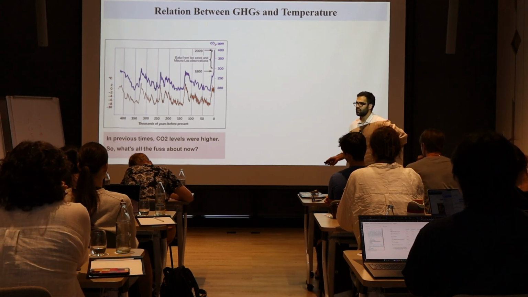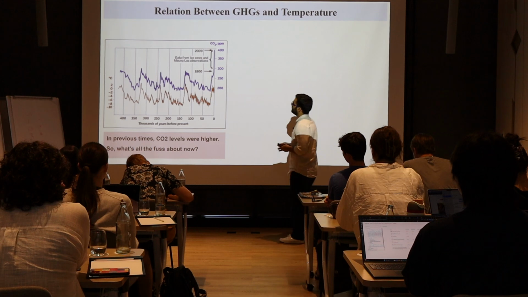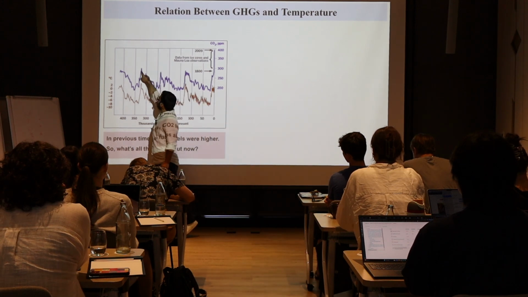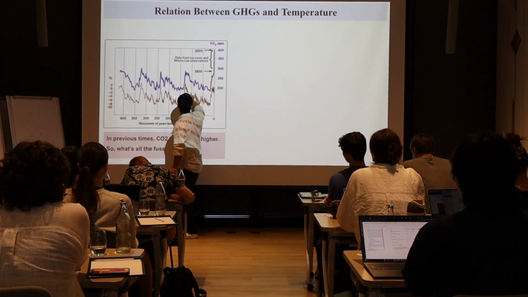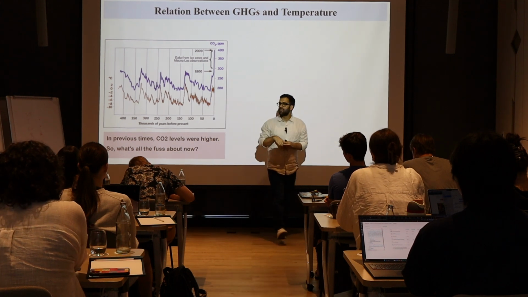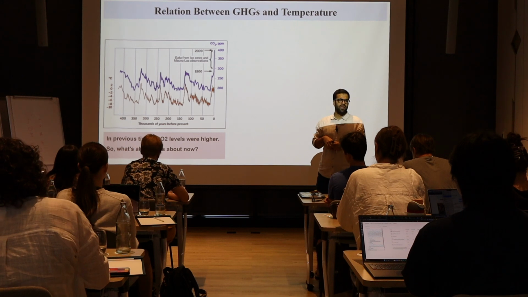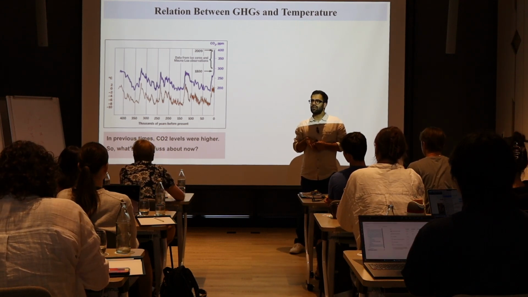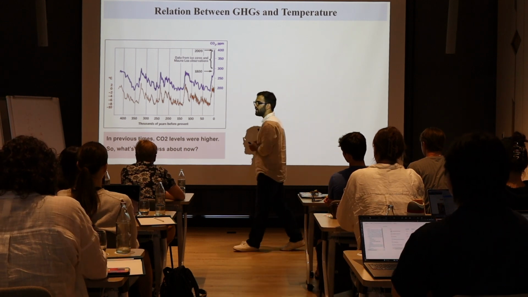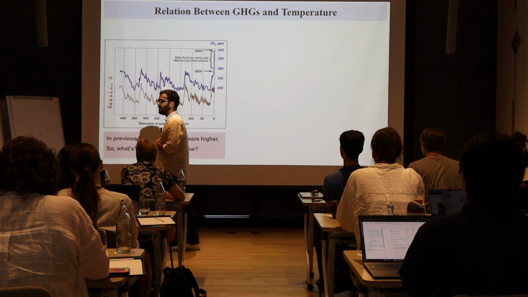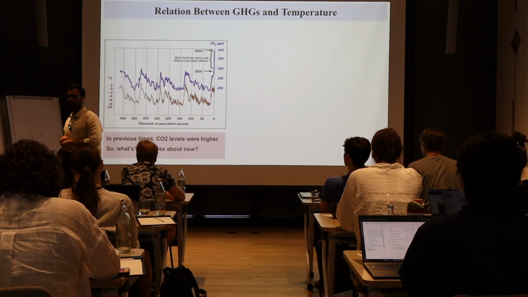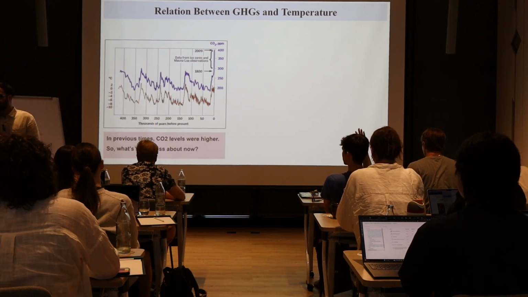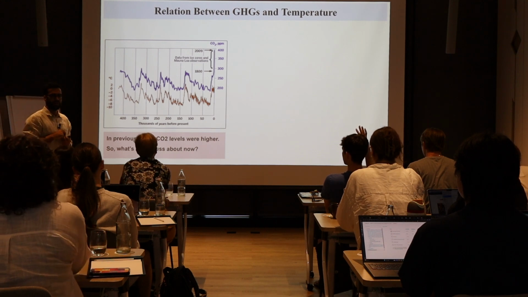In the past also, we can see here the temperature. We can see here the carbon dioxide was higher in the past, and the temperature as well. So what's the big deal? Any comments on that? In the past, we observe high carbon emission and high temperature. So what's the big deal now? Why are we investing so much in climate science?